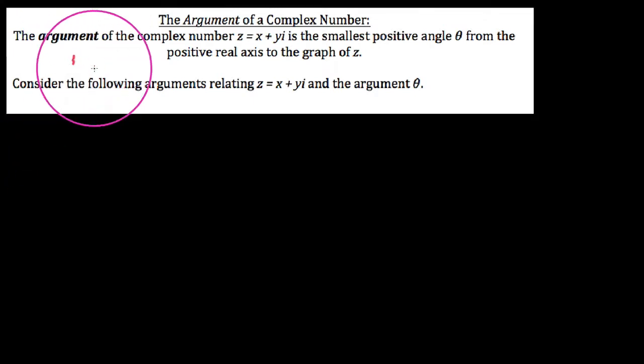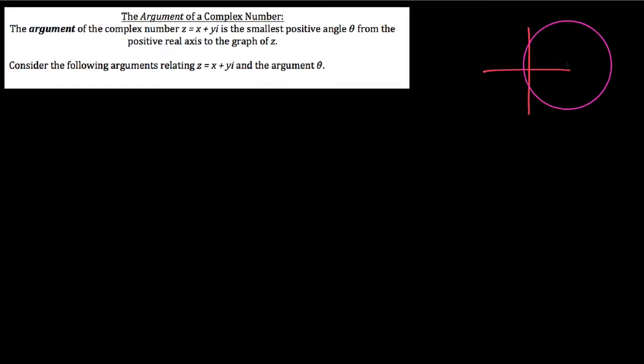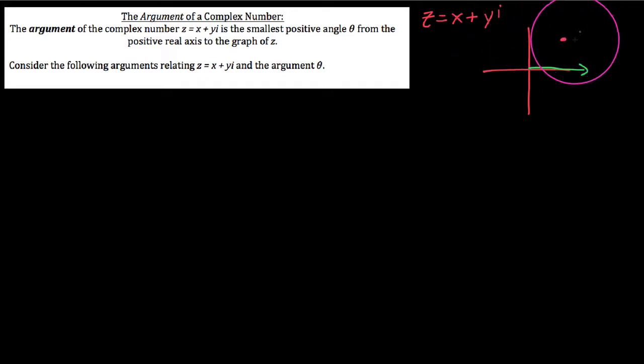I think I can draw on this here. Yes, but we say it is the smallest angle theta that starts on the positive x-axis, so we'd say that the initial side of the angle would be this part right here that goes to the graph of z. So let's say, for instance, we have some number here. We say z equals x plus yi, and there is some point xy over here. We say xy that is associated with this complex number here. So we say this is the number z, and z is x plus yi.